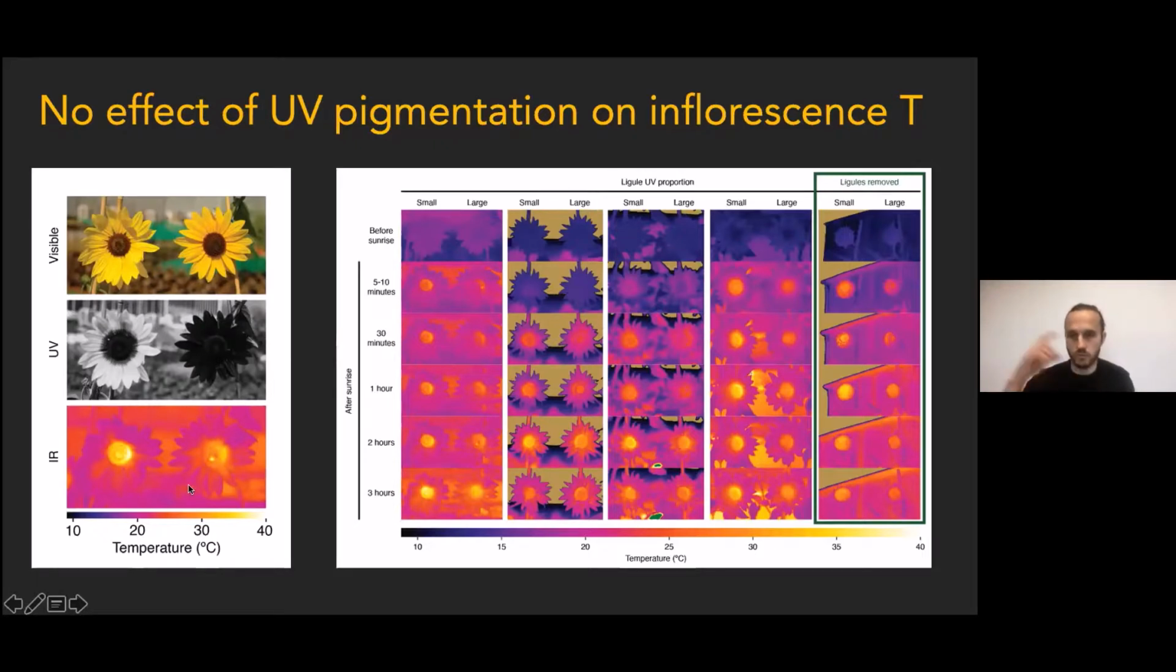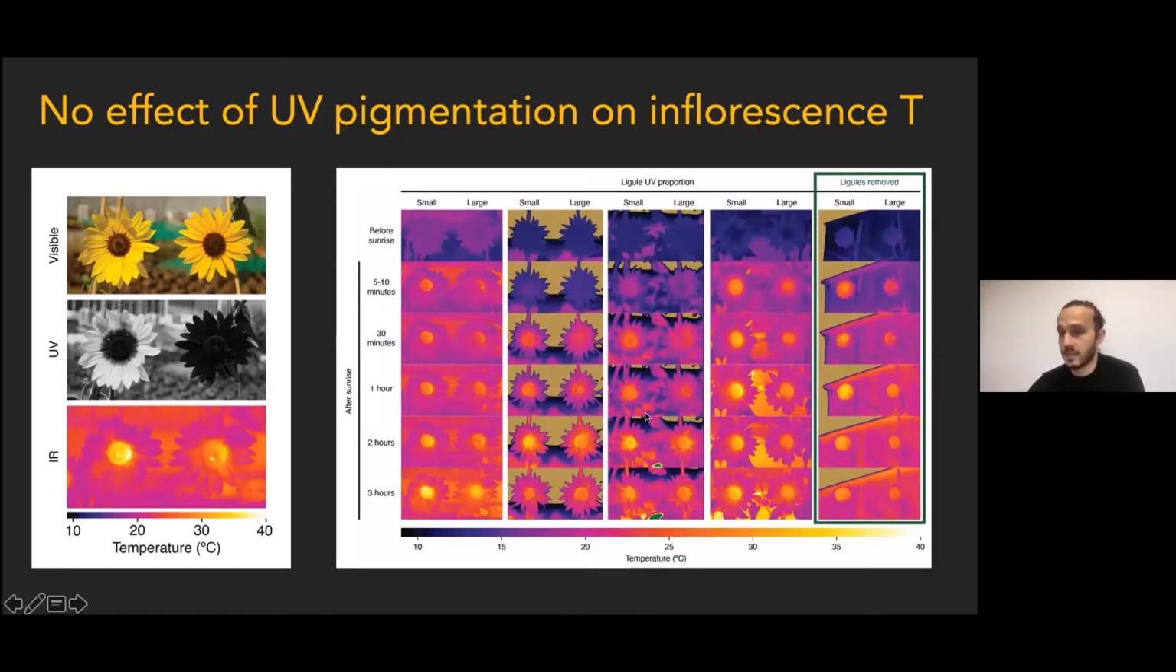And this is true also if we check individual petals. We checked the plants across multiple days from before sunrise until midday. And in all cases, there's no difference really in the temperature of the petals. You will see, however, that at least in these plants, there is a difference in the temperature of the disc. So plants that have smaller UV patterns, in this case, have quite hotter discs.